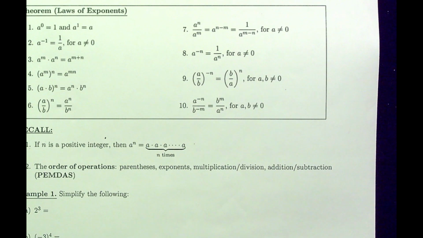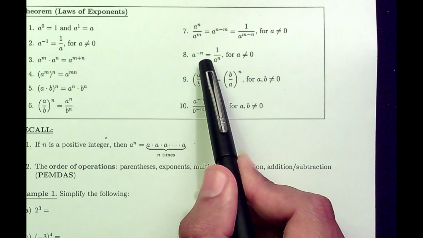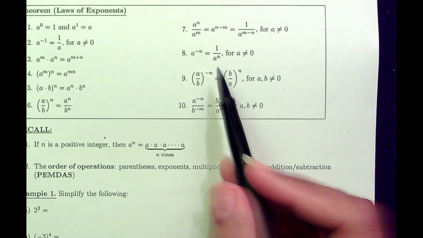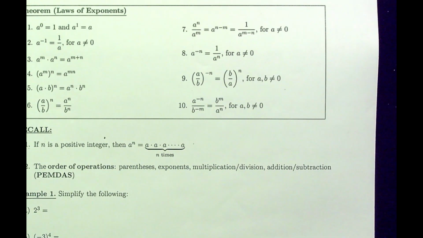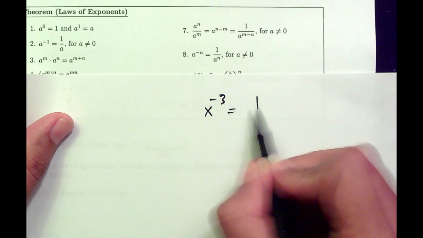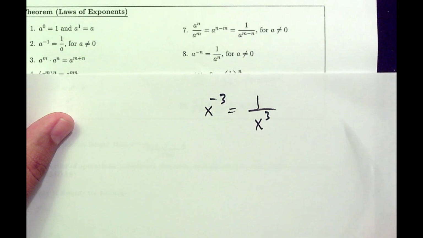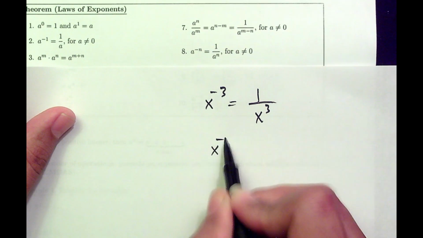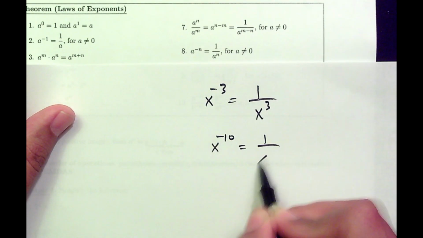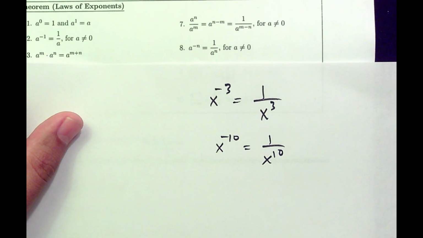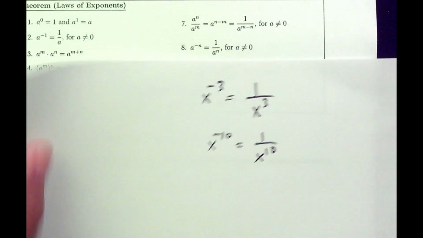Okay, then if you have a negative exponent, like a to the negative n, that is the same as flipping and then keeping the exponent on the bottom positive. So, for example, x to the negative 3 would be the same as 1 over x to the 3. So you flip and you keep the same exponent, but positive. Or x to the negative 10, that is the same as 1 over x to the 10. So you flip and you keep the positive exponent. Okay.